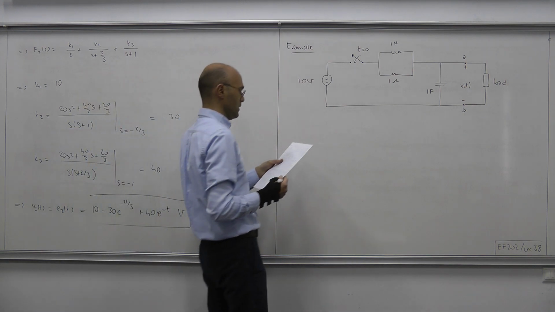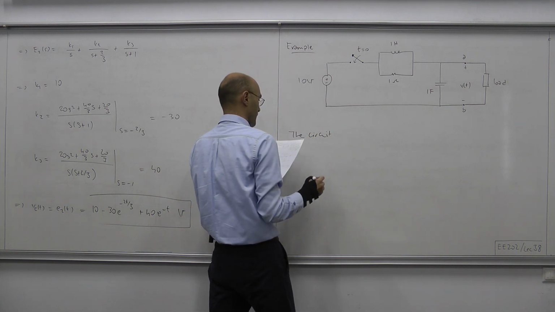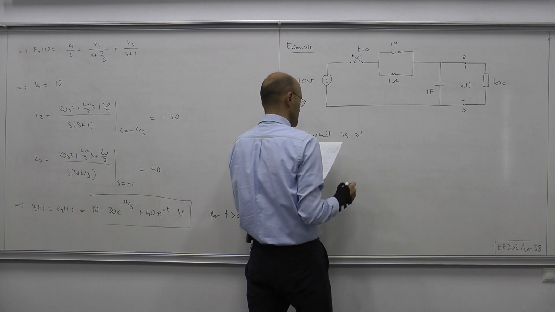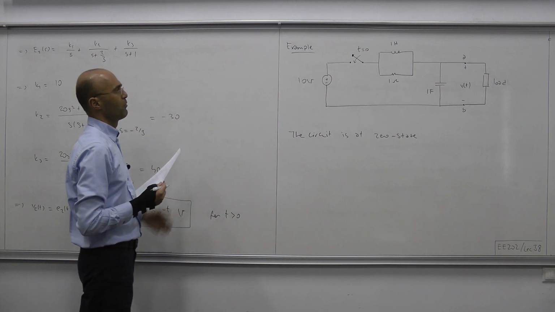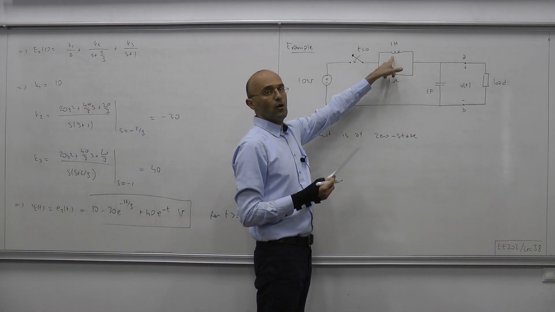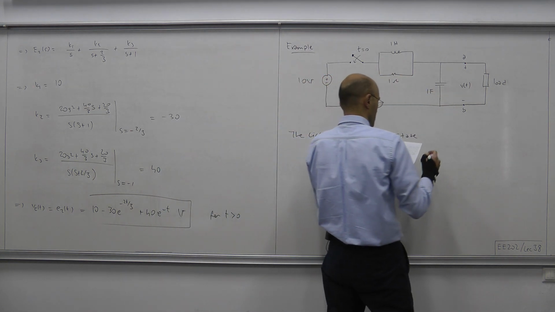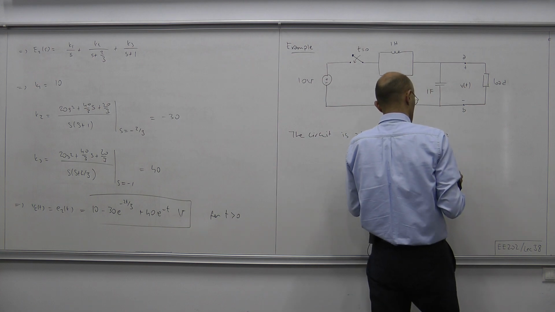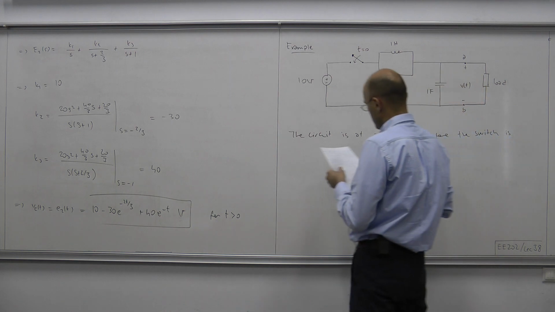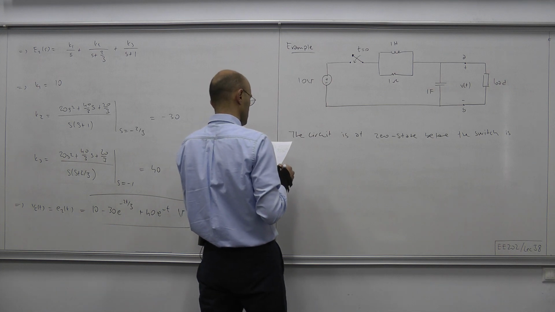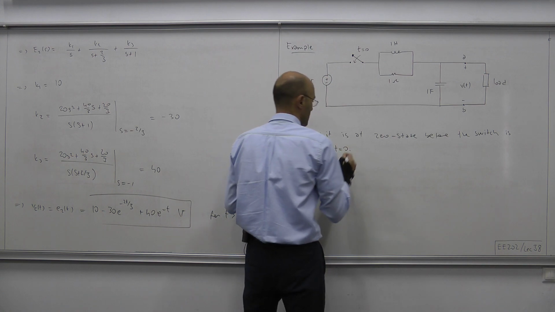And this is the explanation for this example. The circuit, we are told, is at zero state, meaning all the initial conditions of the dynamic components are 0. Okay, no initial inductor current, no initial capacitor voltage, before the switch is shut at t equals 0.